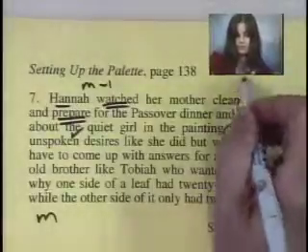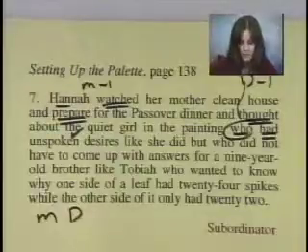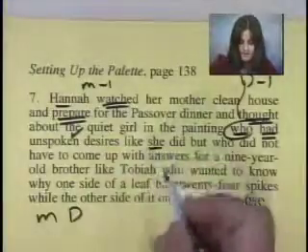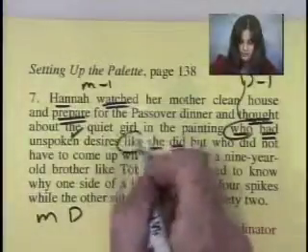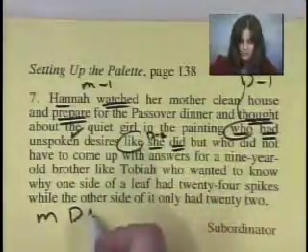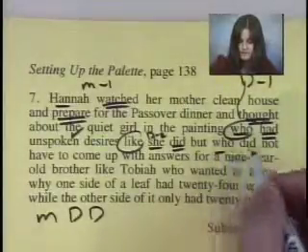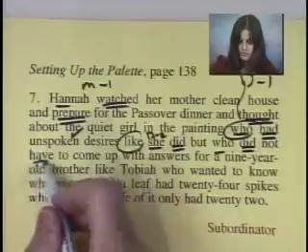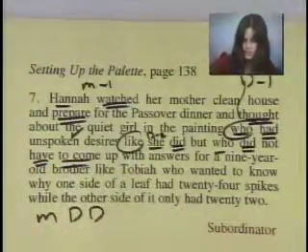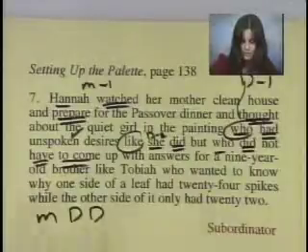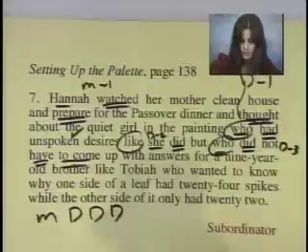So this is going to be D-1. Where's your next subject? She. And the verb? Did. And the kind of clause? Dependent. And the subordinate? Like. So this is going to be D-2. And another subject? Who. And the verb? Did have to come. And what kind of a clause is that? Dependent. And the subordinate? Who. Okay, so that's going to be D-3.